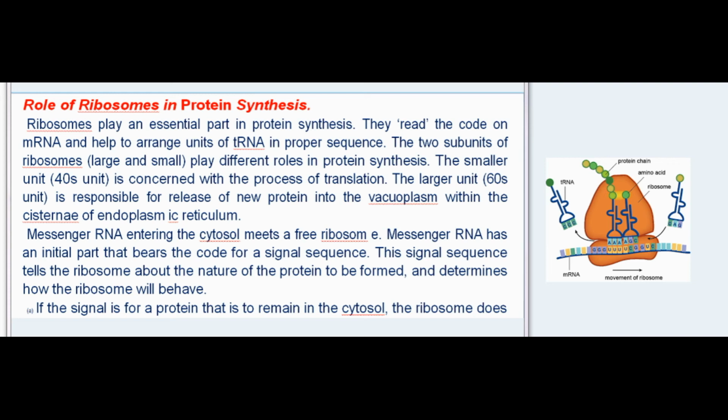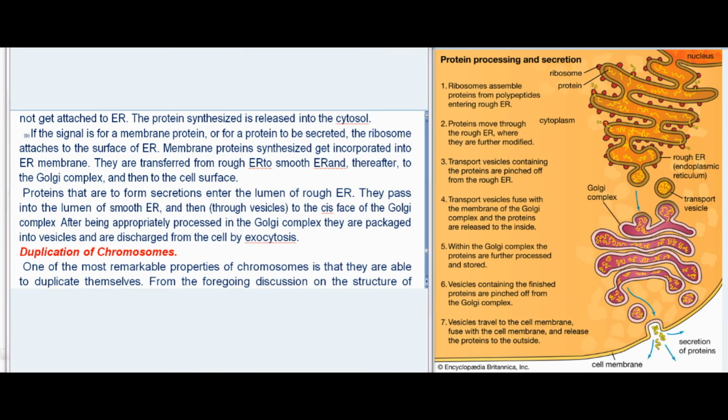Messenger RNA has an initial part that bears the code for a signal sequence. This signal sequence tells the ribosome about the nature of the protein to be formed, and determines how the ribosome will behave. A. If the signal is for a protein that is to remain in the cytosol, the ribosome does not get attached to ER. The protein synthesized is released into the cytosol.